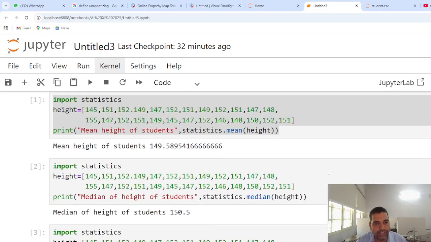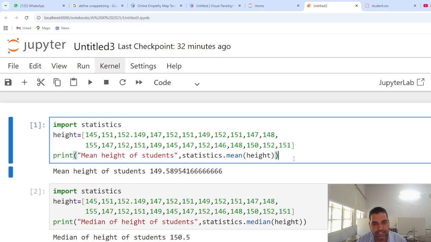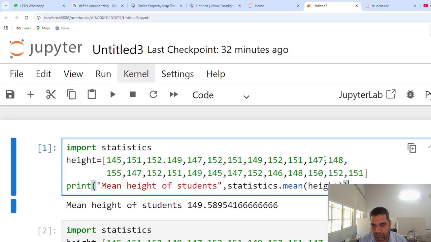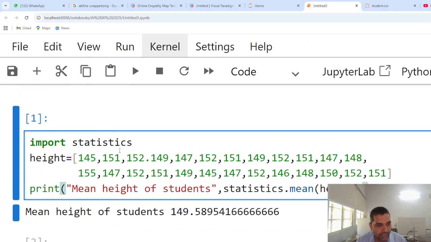Here the code is already written to calculate the mean. We use this statistics module, and here is the height data in list form. After that we calculate the mean height of the students, using the mean function of the statistics module, statistics.mean. Now when I run this, you will see the output.